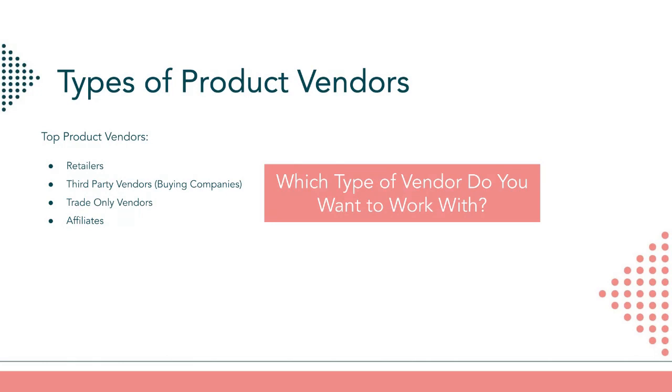The other option is through trade-only vendors. So this is where you would create one-on-one relationships with direct furniture manufacturers and just purchase directly through them. Okay. And then last but not least is affiliates. And this is if you want to resell retail products and mark them up. Setting up affiliate accounts can allow you to do that. So again, depending on what type of business you are building will depend on what type of vendors you're going to be sourcing through. Okay.